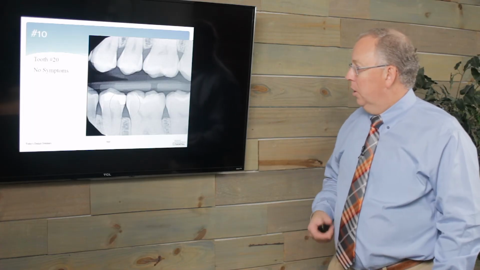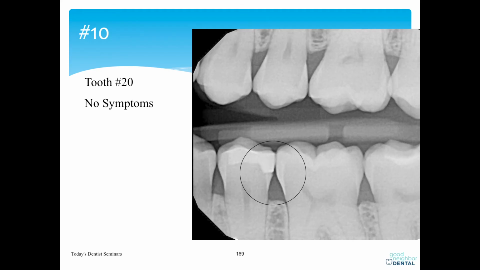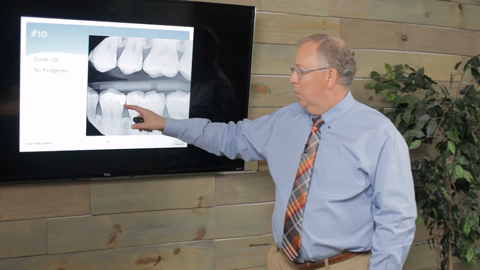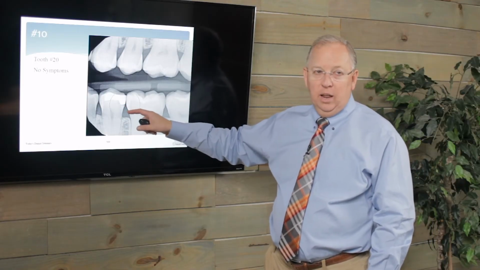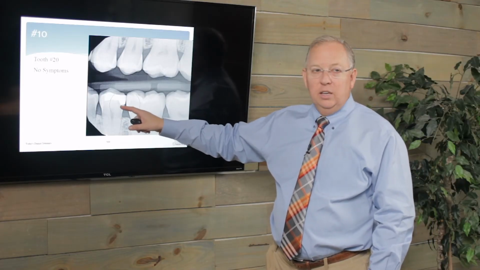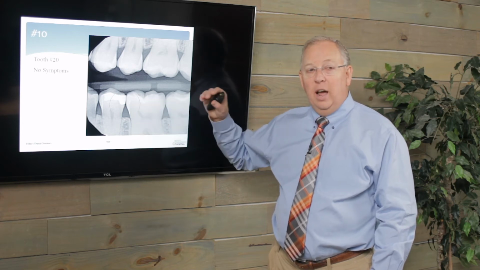Tooth number 20, no symptoms. What do you do for that tooth? Nothing. What is that? It's not a cement line because that's not a crown. That is an adhesive line. So your adhesives are not all radiopaque either. You should probably know that.